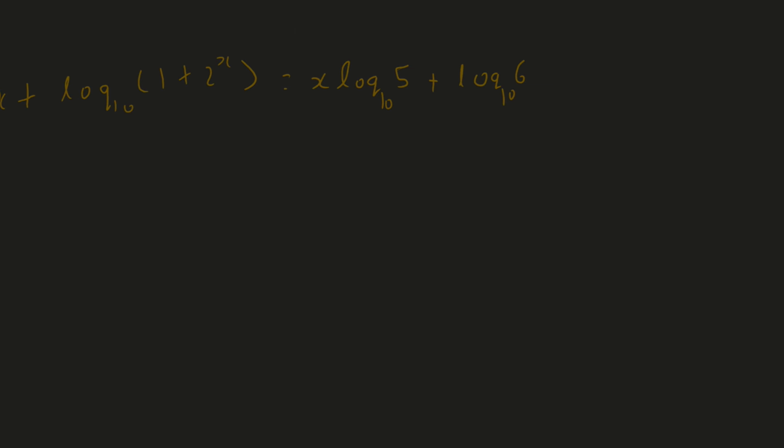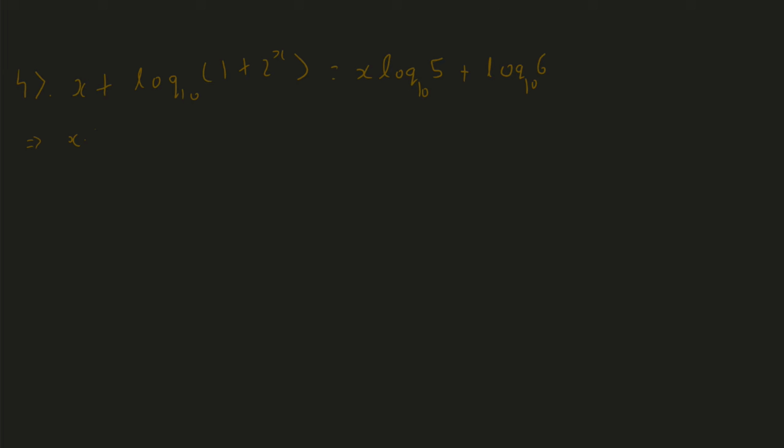x plus log of (1 plus 2 raised to x) to the base 10 equals x times log 5 to the base 10 plus log 6 to the base 10. So how do we solve this one? What we can observe here is that in the first term there is no logarithm, and in the rest 3 terms there is a log to the base 10. So we have to somehow bring log to the base 10 into the first term as well. How will we do that?